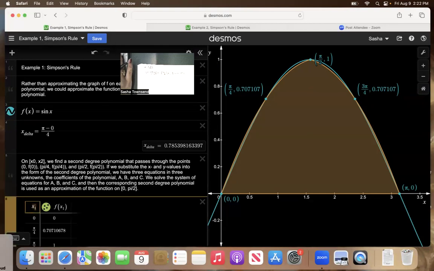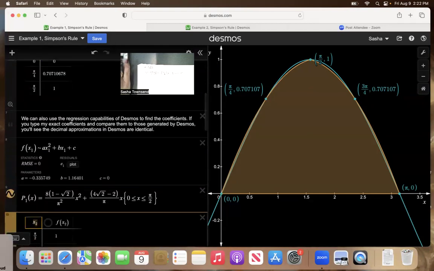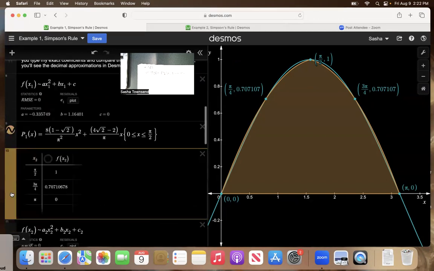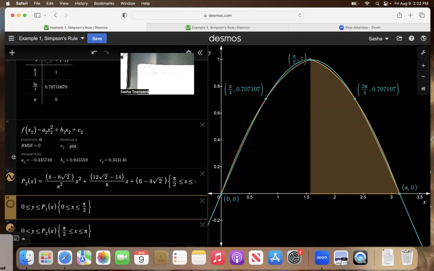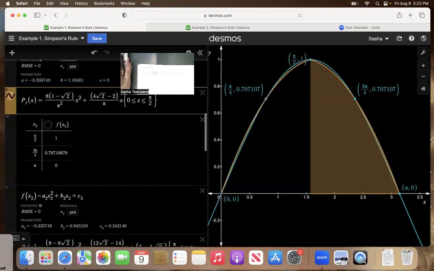See if it's the same polynomial that I came up with before. Yeah, 8 minus 8 root 2 divided by pi squared is my a, and then 4 root 2 minus 2 over pi is my b. That's my P1. That's what it was. And that's what the graph looks like.